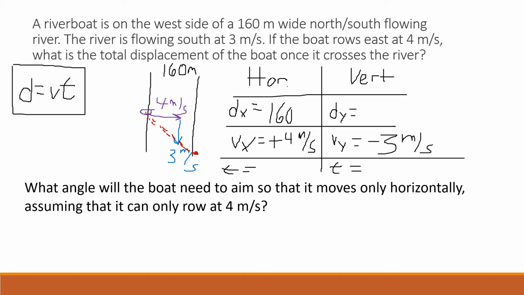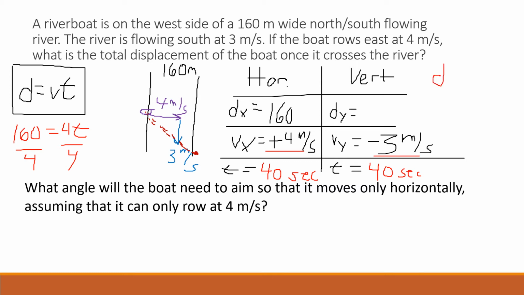So we need to figure out the time that it takes to cross the river. 160 equals 4t. Divide both sides by 4. So it is in the water for 40 seconds, which means it is moving vertically for 40 seconds, because 40 seconds is the total time of moving. Every second it's in the water, it's going to go right 4 and down 3. That's what this is saying.